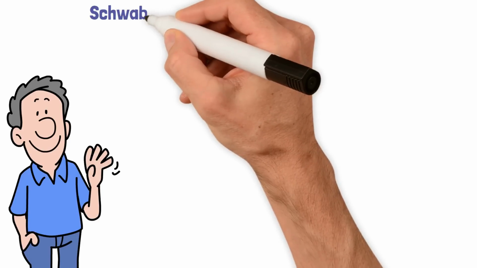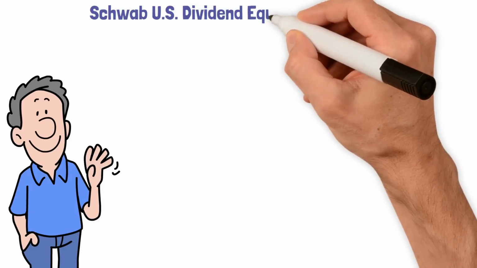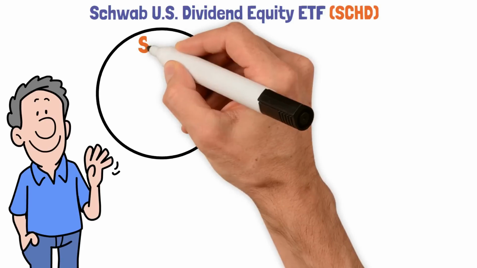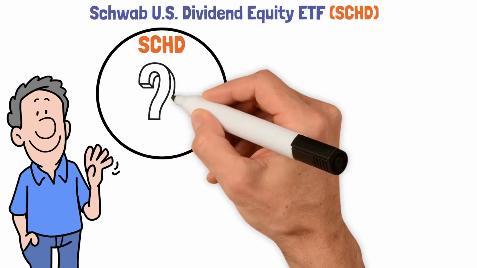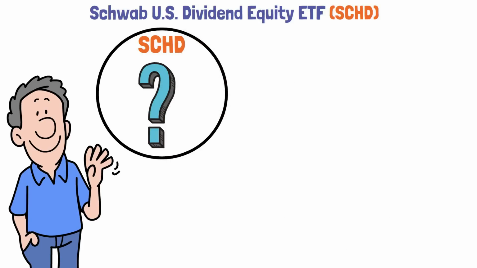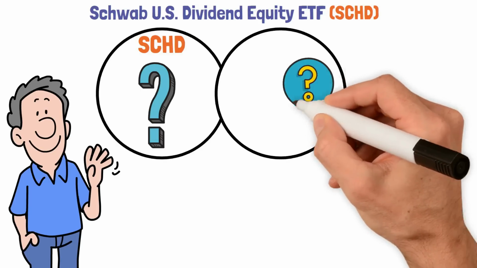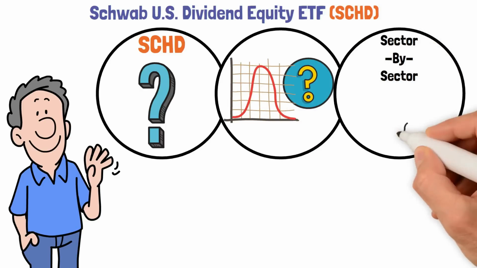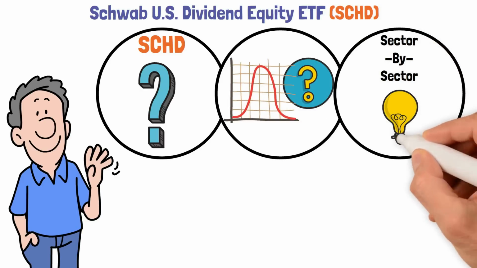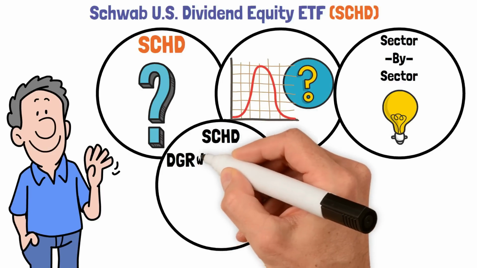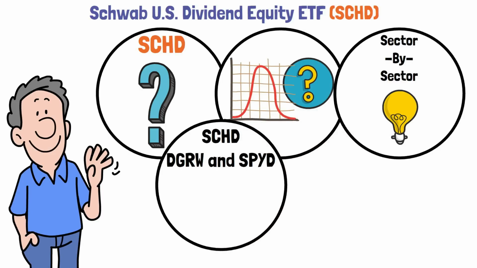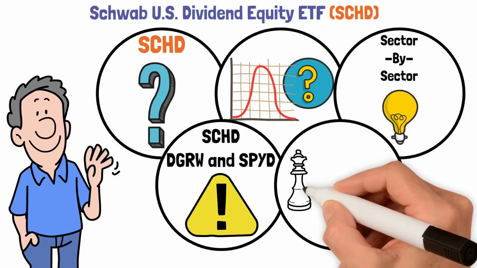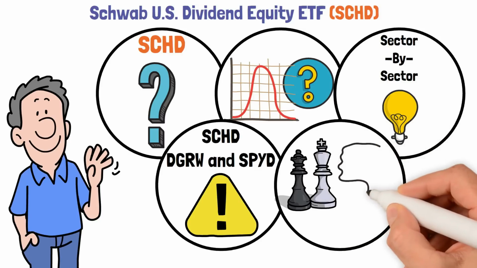Today we're doing a forensic examination of the Schwab US Dividend Equity ETF, better known as SCHD. Here's everything I'll cover in this video. A deep dive into SCHD's current holdings and why some are significantly undervalued. How SCHD's methodology affects its performance during different market conditions. A sector-by-sector breakdown to identify where the biggest opportunities lie. How SCHD compares to alternatives like DGRW and SPYD in terms of risk-adjusted returns. And most importantly, my expert strategy for cherry-picking the most undervalued dividend stocks from within SCHD.